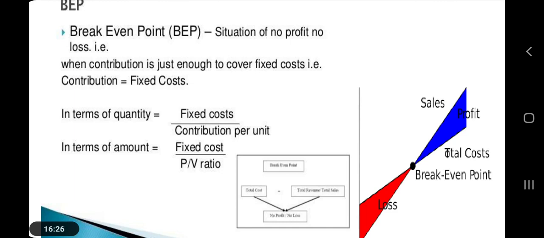Break even point. Break even point is a situation of no profit or no loss, when contribution is just enough to cover fixed costs. In terms of quantity, fixed cost by contribution per unit. In terms of amount, fixed cost by PV ratio. These are the formulas.